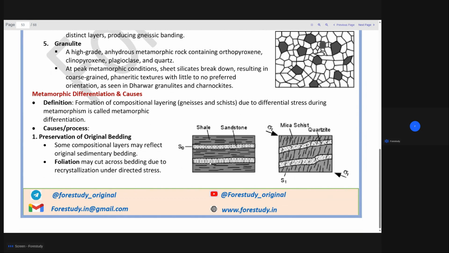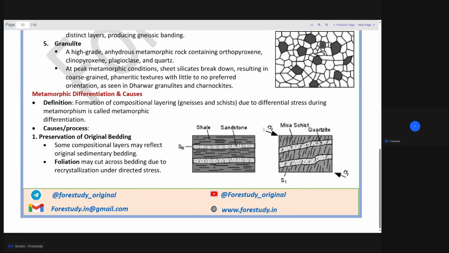The formation of this differential layering is called metamorphic differentiation. Now, causes and processes. First, preservation of original bedding plane. Some compositional layers may reflect original sedimentary bedding. So here you can see this is sandstone, and these are the beddings.